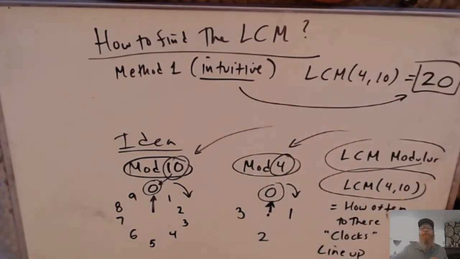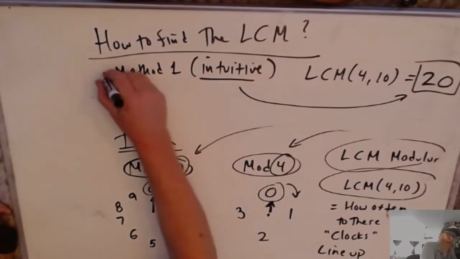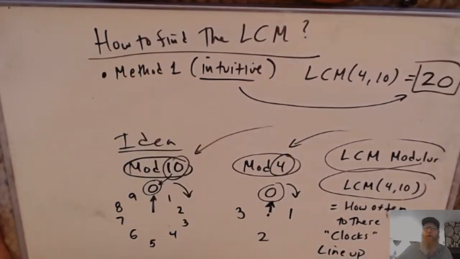Now, the intuitive method works pretty good for small numbers, and it works pretty good for students that have a very good understanding of how numbers work. They read the question, they know the answer, they don't have to do much math. Okay. I'm not going to be using method 1 very often, only if the numbers are very small.